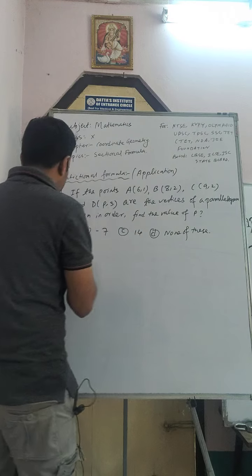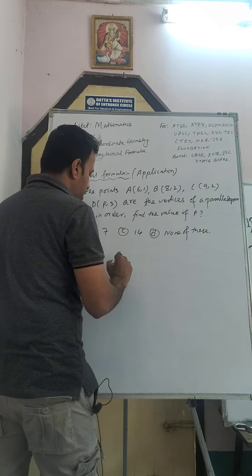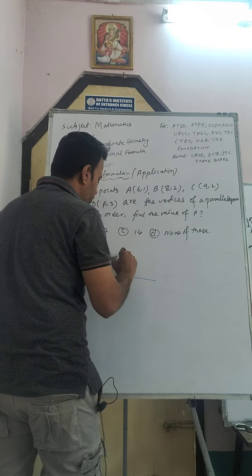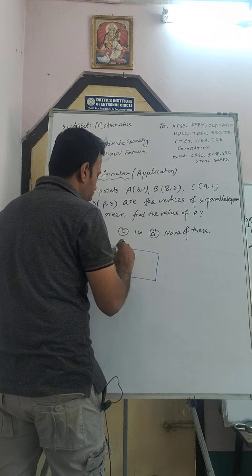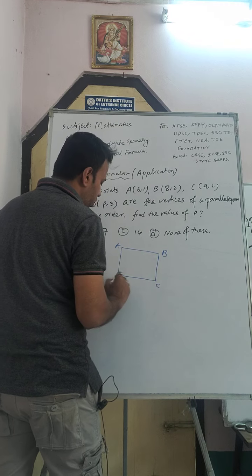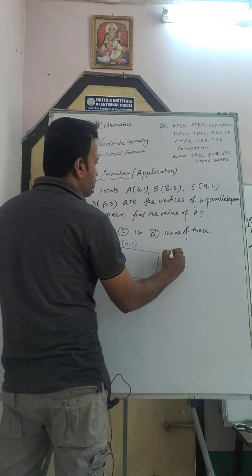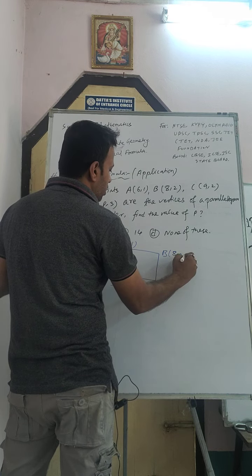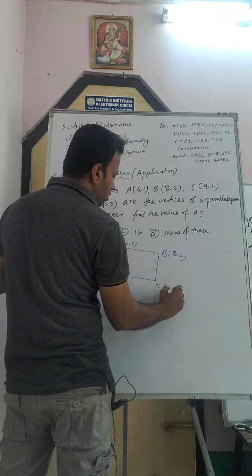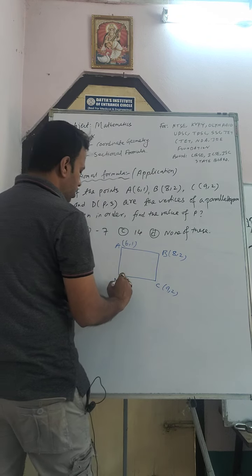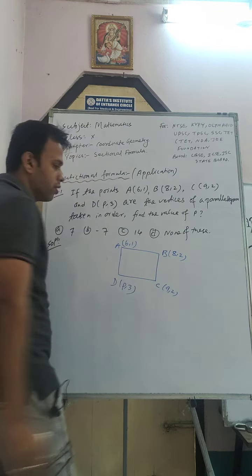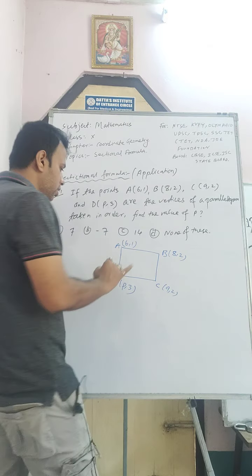So here first try to draw the parallelogram. This one is A, this one is B, this one is C and this one is D. So A is what, sir? 6,1. B is what, sir? 8,2. C is what, sir? 9,2. And D is what, sir? P,3. Okay. Fine.